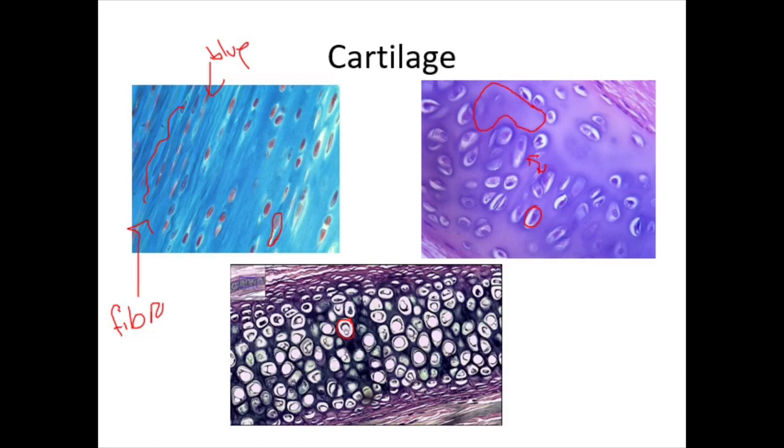And you're seeing the perichondrium over here. Perichondrium. Lots and lots, very, very dense. And these black elastic fibers are going to clue you in that it is elastic cartilage.